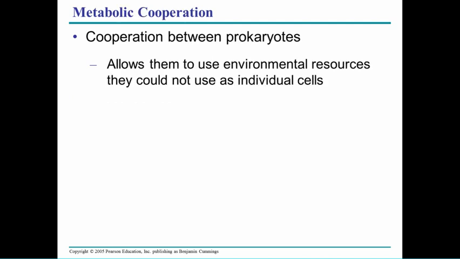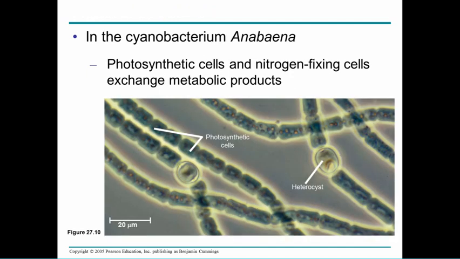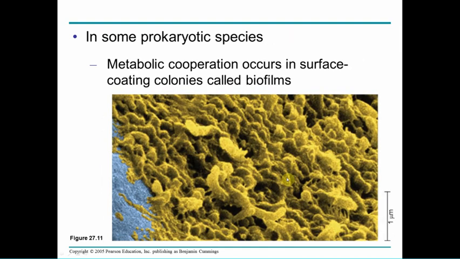And sometimes they cooperate, they work with one another and share these different resources because they can only do specific things on their own. So for example, here you see photosynthetic cells of a prokaryote, and they exchange nutrients with nitrogen-fixing cells that provide the nitrogen for the photosynthetic cells. And you can see them here, this heterocyst, this combination of cells aiding one another.